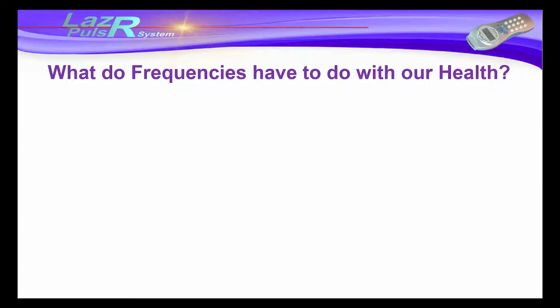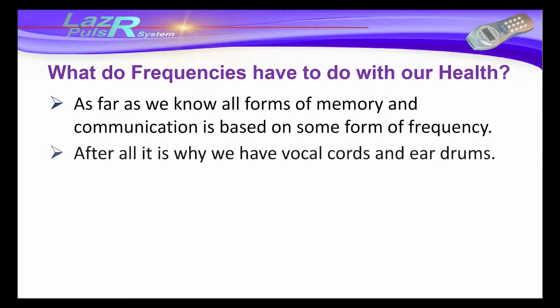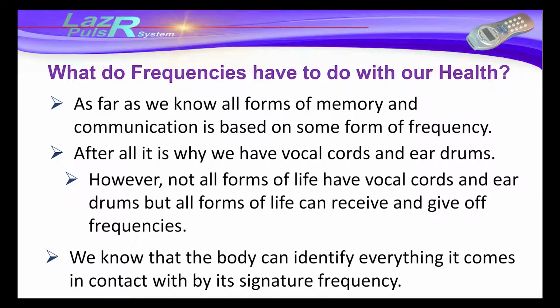In the first video, we spoke of the body's memory. And as far as we know, all forms of memory and communication are based on some form of frequency. After all, it is why we have vocal cords and eardrums. However, not all forms of life or even internal functions of all forms of life have vocal cords and eardrums. But all forms and functions of life can communicate by receiving and giving off frequencies. And we know that everything in the universe has a unique and specific resonant signature frequency, and that the body can identify everything it comes in contact with by its signature frequency.